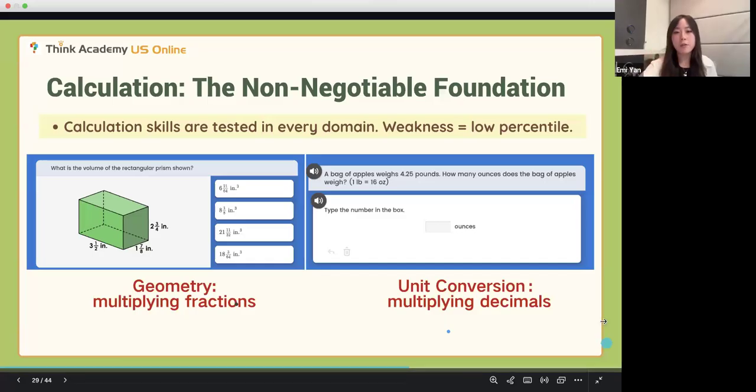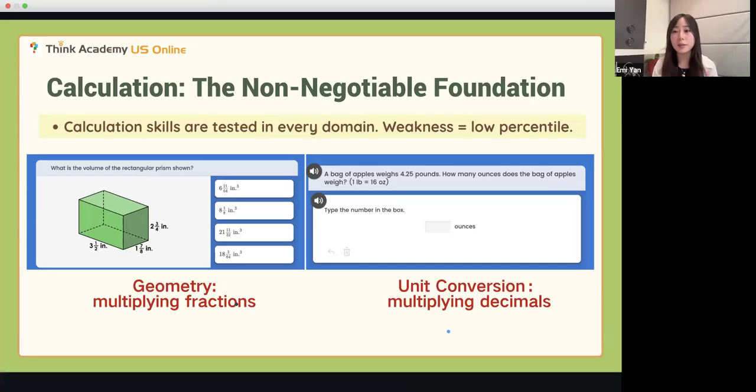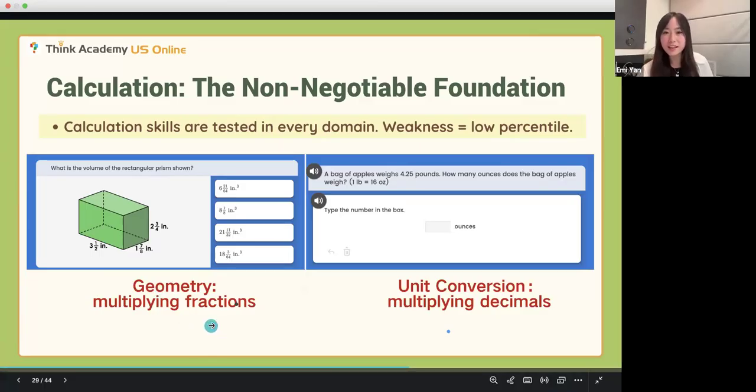So for example, why is calculation the non-negotiable foundation? Let's take a look at a specific question. For this geometry question, what is the volume of the rectangular prism? Once you know, I'm going to do the multiplication, right? I'm going to multiply all the fractions together. Oh, but the fractions look very complex, right? This time you see a lot of mixed numbers, and then you figure out the numerator. It's a lot of work. So if you don't know how to calculate, you're not able to get the answer.